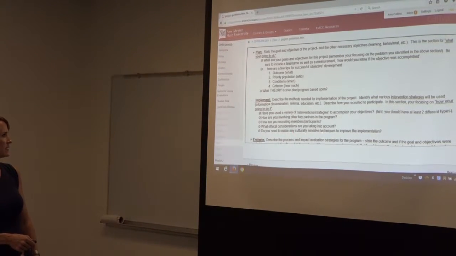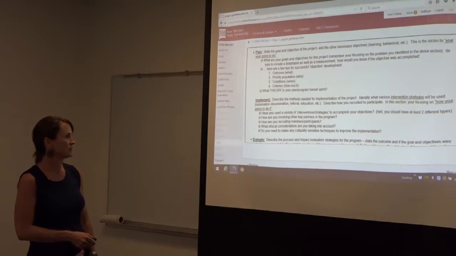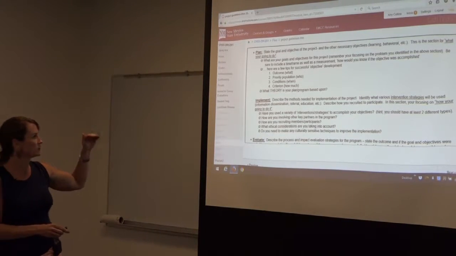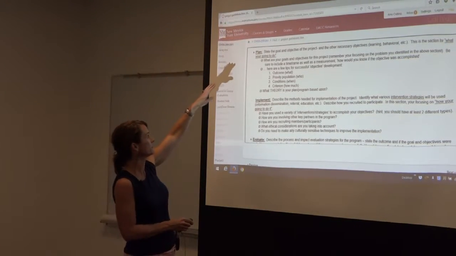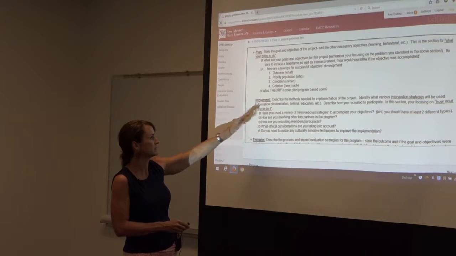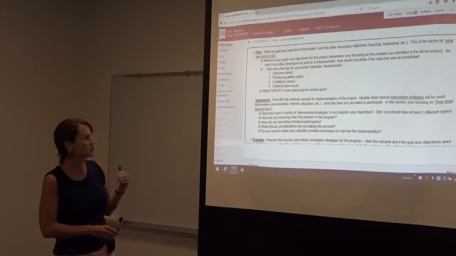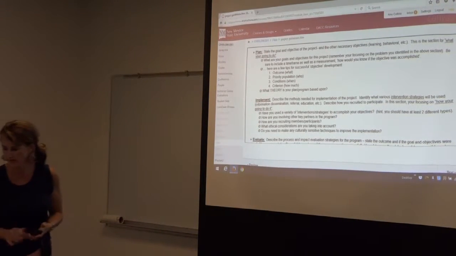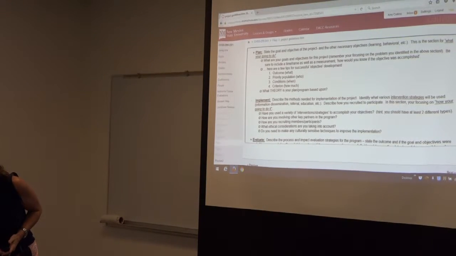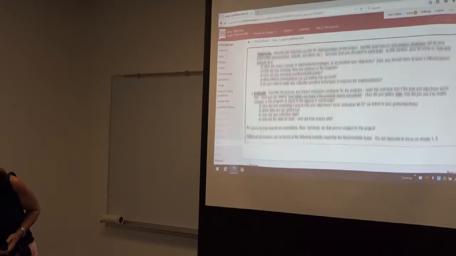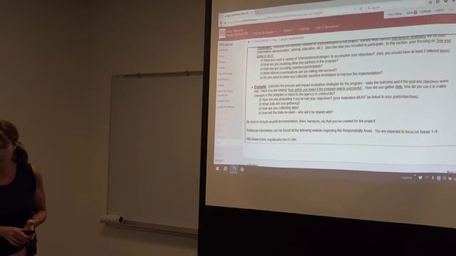Do you need to make any culturally sensitive techniques to improve the implementation? So that's under implement. And so under each of your objectives that you, again, have copied from plan and pasted into implement, you will be really showing how do we actually carry that out. All right, then we're going to move down to the last section. This is the fourth section, which is evaluate.